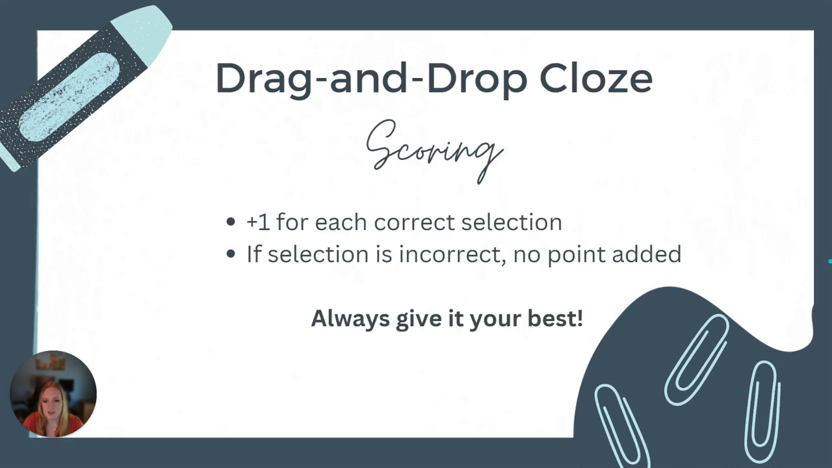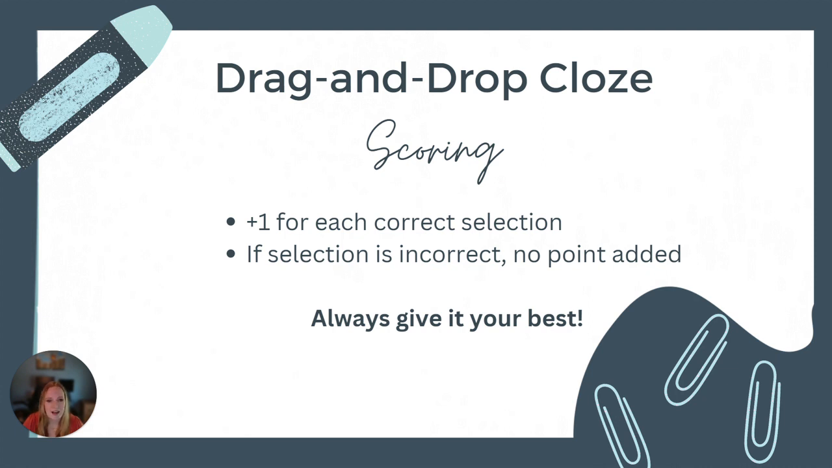Now let's talk about how these are scored. 1 point for every correct selection, 0 points for your selection being incorrect. The max score on these questions is however many blanks there are to fill in. So the more points we get, the better. Just remember, if you get a selection wrong, it does not affect your overall exam score. You just don't receive a possible point for that selection to your total points on this question. So always give this your very best guess.